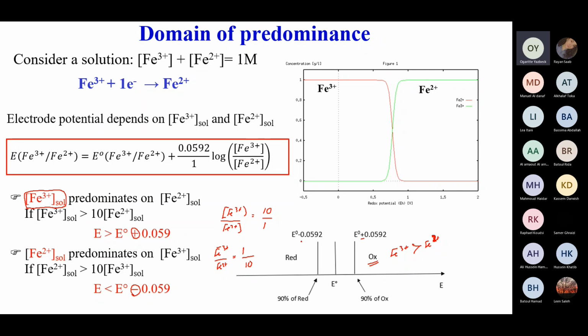And so you have here E naught plus or minus 0.0592. In this area, neither predominates. You have both the oxidized and reduced forms, and neither one is predominant. Only when one is 10 times greater does it become predominant.